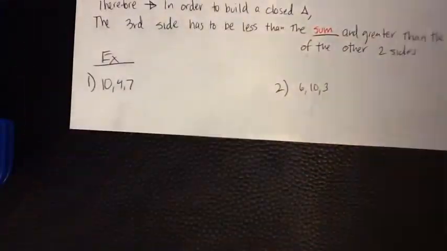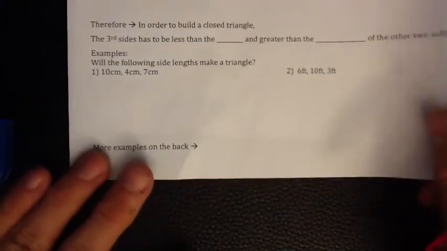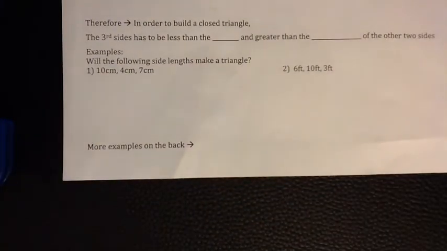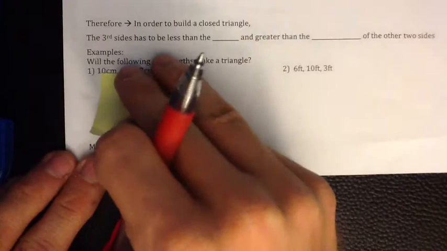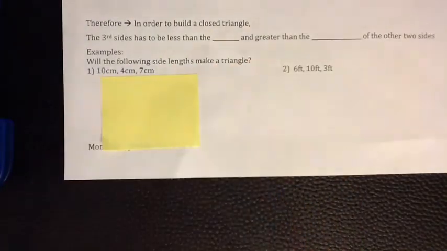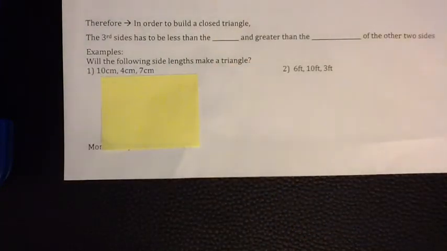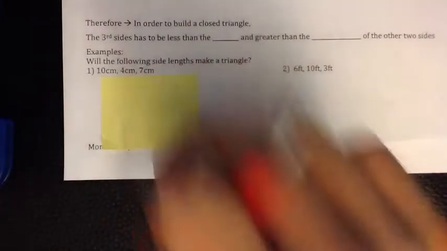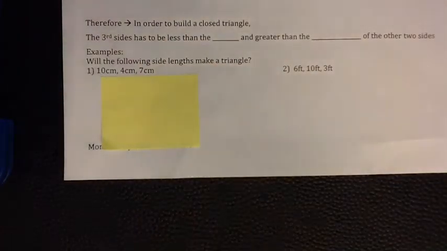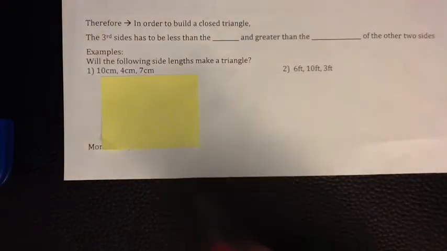Let's look at what I mean. This example, and this is what you've got coming out here on your paper, I can just use a sticky note. Will the following side lengths make a triangle? We've got objects 10, 4, and 7. So, you know, a paper clip, a thumbtack, whatever. 10, 4, and 7 centimeters. Will they make a triangle? Well, the third one has to be bigger.